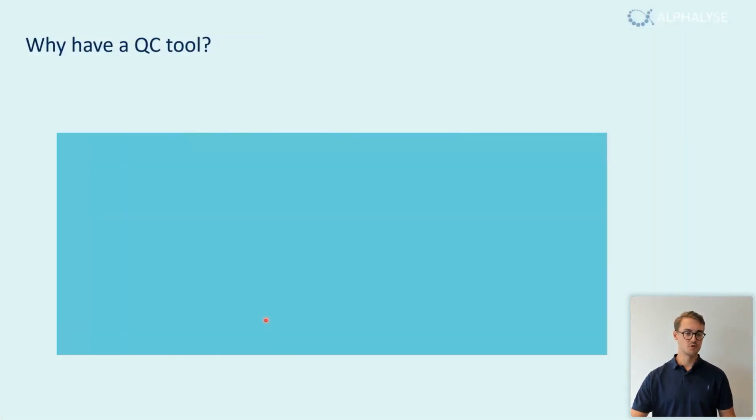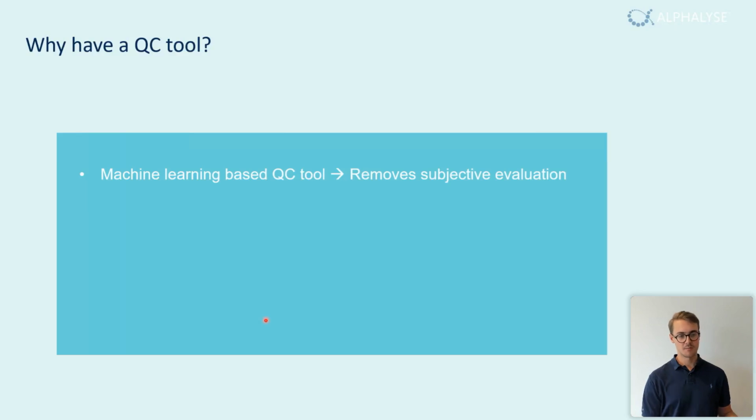So why should you even have a QC tool like this? Firstly, a machine learning based quality control tool takes a lot of time, and you need to really think about what you actually want to get out of this. But the outcome of it is that it removes this subjective evaluation, which really can be a problem, because you can almost always find something wrong with a mass spectrometer if you're actually looking for it. But it might not mean that there's actually anything wrong. So it removes this subjective evaluation and is based on real data and what you should be finding.